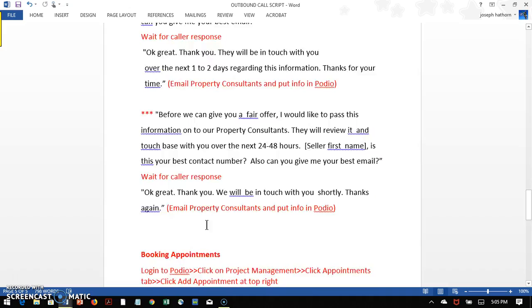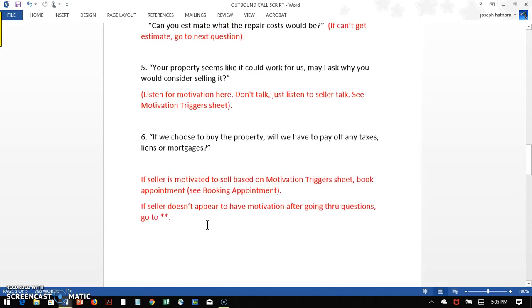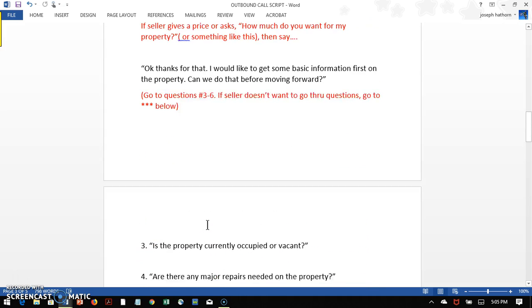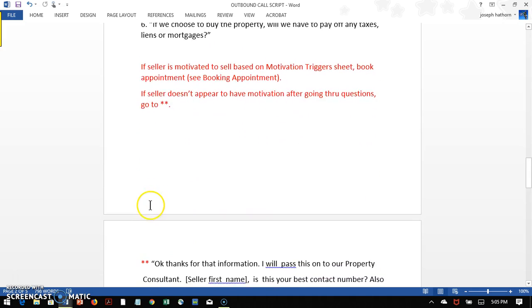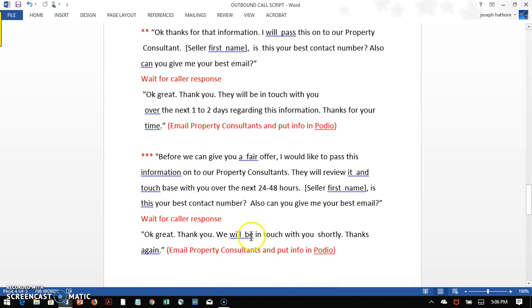So again, let me just review this again. If you come in here, right here, if they give a price or if they ask how much do you want, then you ask them to go through the questions. I need to get some basic information. If they refuse to do that, then you go to the 3 asterisks or 3 stars and you go through this. You make sure their information is entered into Podio, and then you email the property consultants with the information.